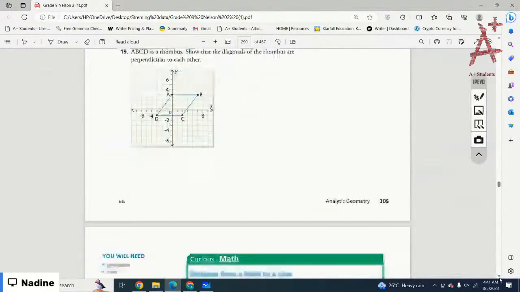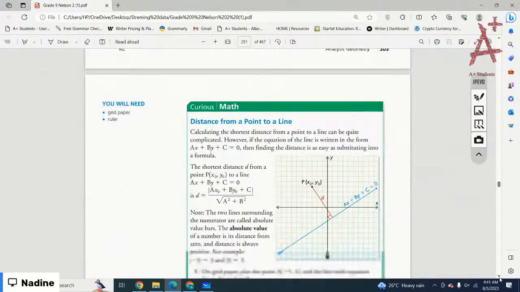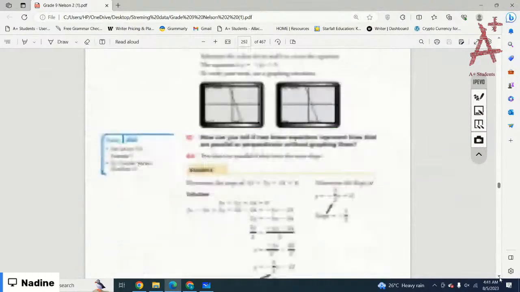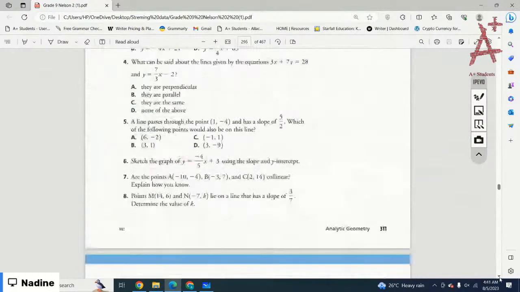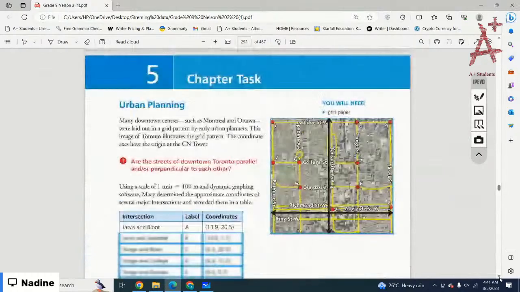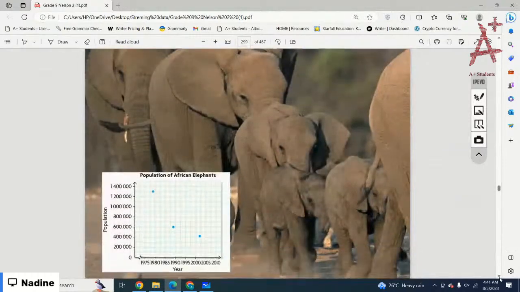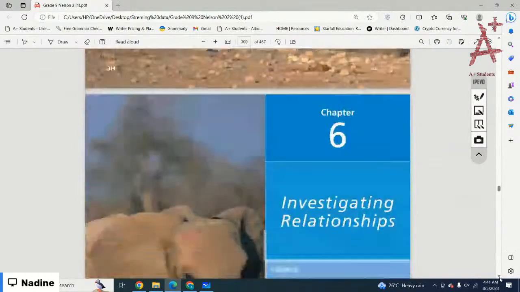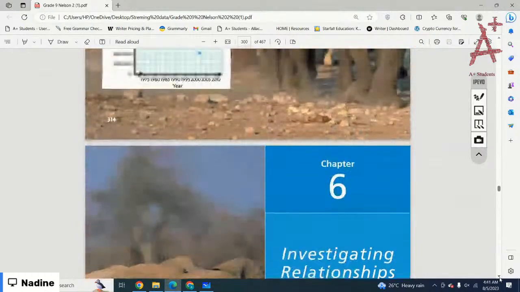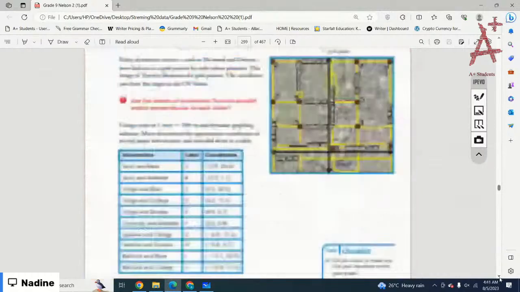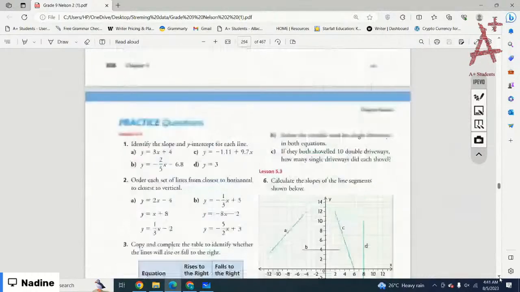So for the next session, we're going to start with the new chapter. Yes, we are done with chapter 5. For the next session, we're going to start the new chapter, that is, I think, exponential, investigating relationships, right? So today we are done with the lesson, that is parallel and perpendicular lines.